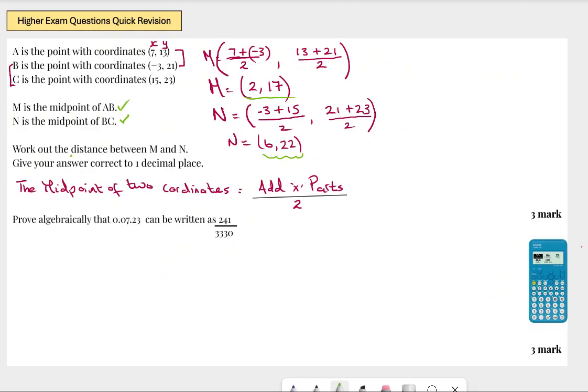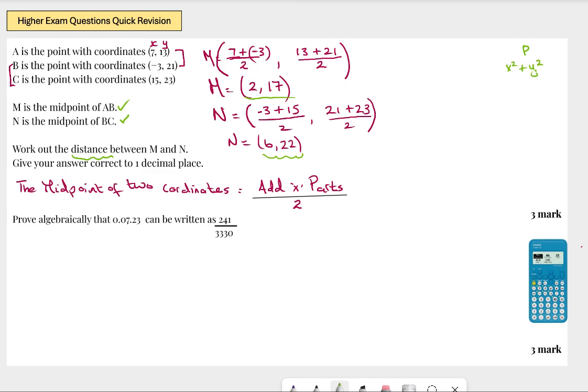So the next one I'm going to do, because I've done this now, that's all dealt with. It's asking me to work out the distance between M and N. Now, to work out the distance, this is where you think, distance. We're going to use Pythagoras theorem, Pythag as I call it. Or to work out the distance, you could just think of it as distance squared, x squared plus y squared.